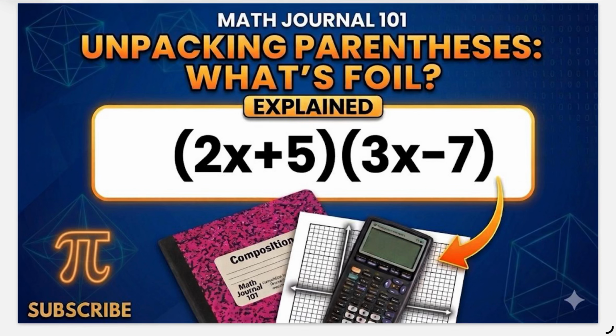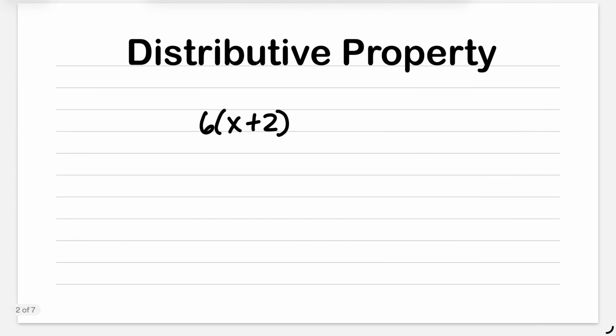In this video, we're going to take a look at the FOIL method. The FOIL method is used when you have to multiply a binomial times a binomial. First, though, let's take a look at the distributive property.